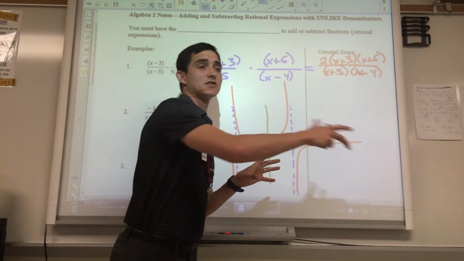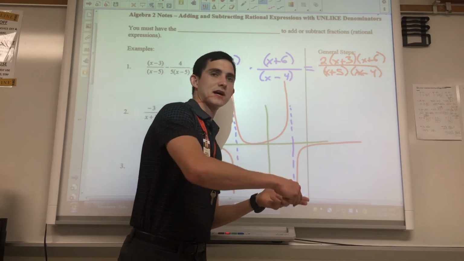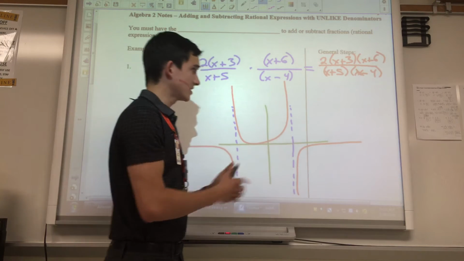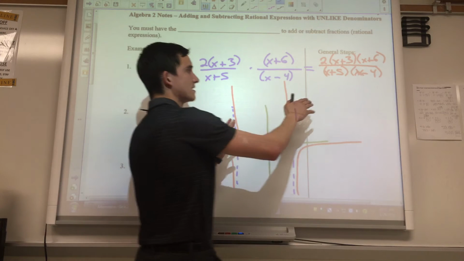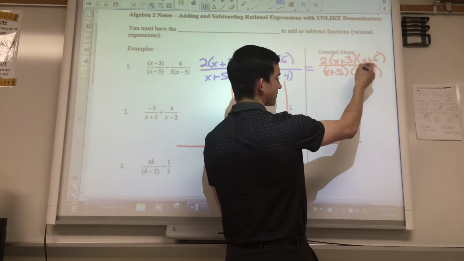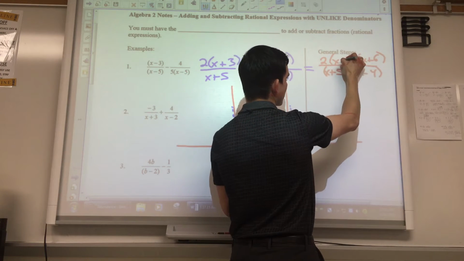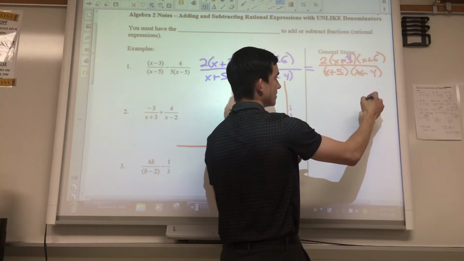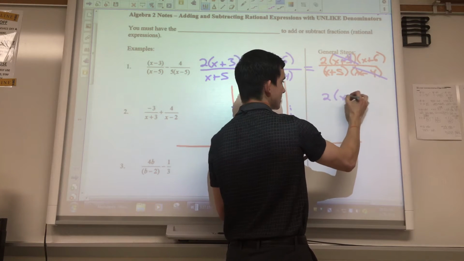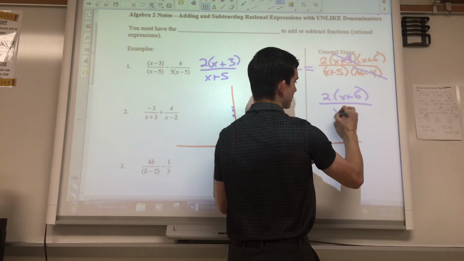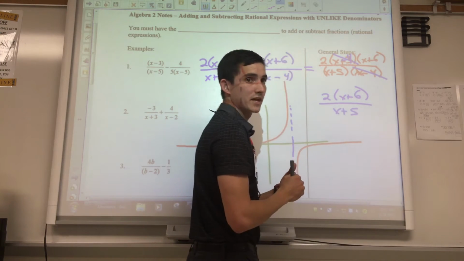I told you we're not going to get too much into graphing yet. We're just adding, subtracting, multiplying, dividing. Here's another thing graphically, though, and the benefit of factoring. Sometimes, if you're factoring and say you had, if that's x minus 4 here, and this were an x minus 4 up there, they actually cancel. So your final answer would be 2 times x plus 6 over x plus 5, right?